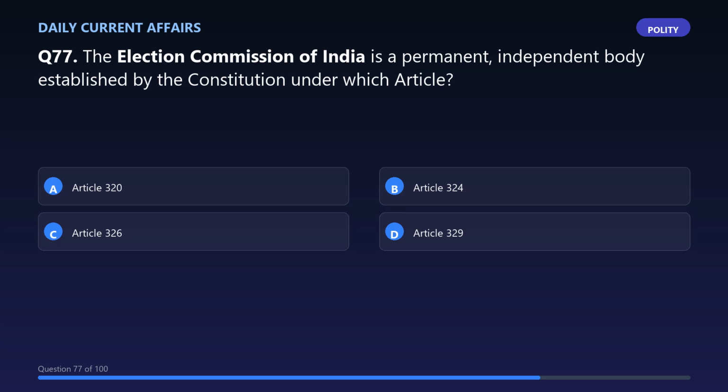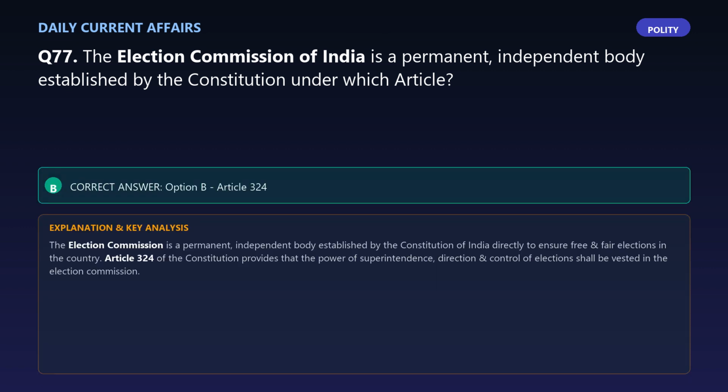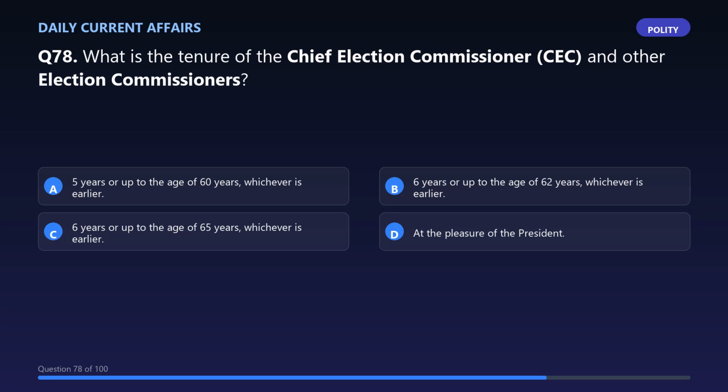Question 77. The Election Commission of India is a permanent, independent body established by the Constitution under which article? The correct answer is option B, Article 324. Explanation: the Election Commission is a permanent, independent body established by the Constitution of India directly to ensure free and fair elections in the country. Article 324 of the Constitution provides that the power of superintendence, direction and control of elections shall be vested in the Election Commission.